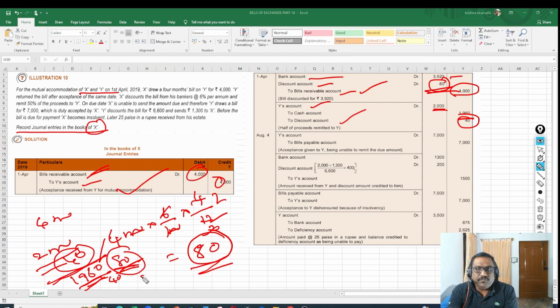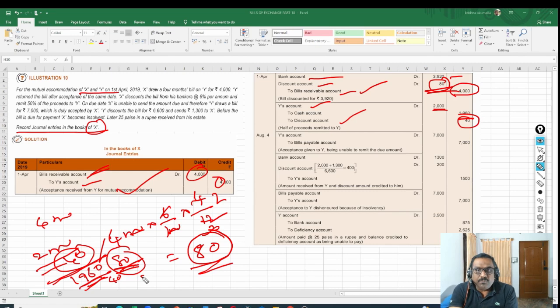X's bill is not with X. The bill is with the bank. The banker would have gone to Y and requested payment, and Y would have paid that amount. But what mistake happened here? X was unable to make the payment to Y.